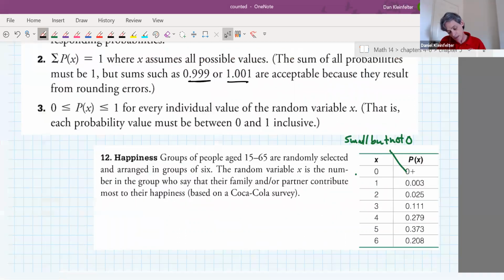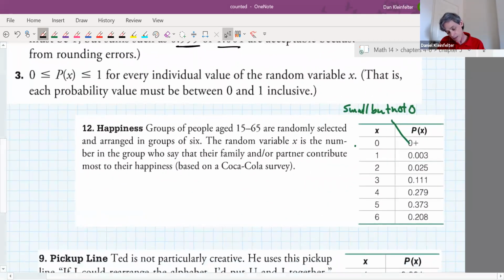Okay, so an example. This one's taken from the book. Here it says groups of people aged 15 to 65 are randomly selected and arranged in groups of 6. The random variable x is the number of people in the group who say that family and or partner contribute most to their happiness, and then they give the source. So a couple things go with this. One is in the first entry in the table, there's a 0 with a plus sign, and I wanted to mention what that is about.